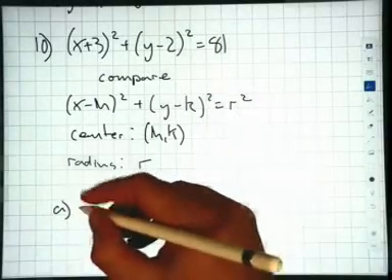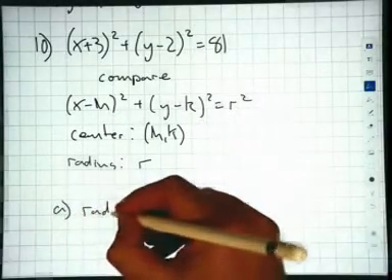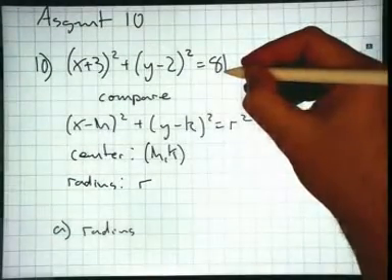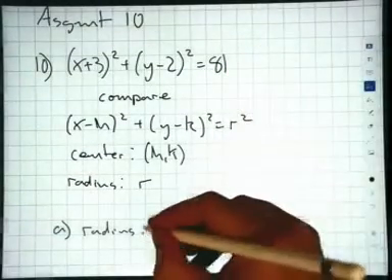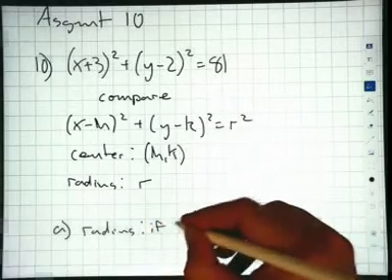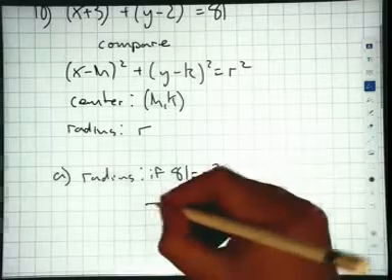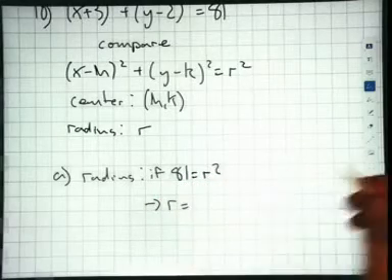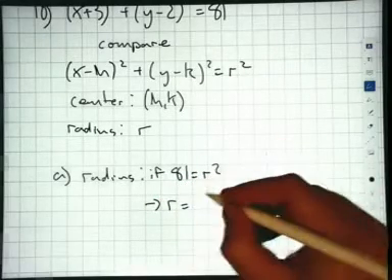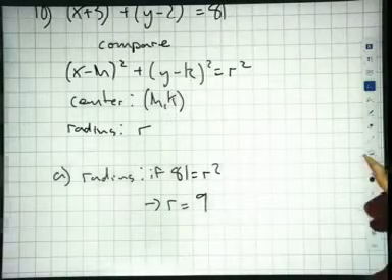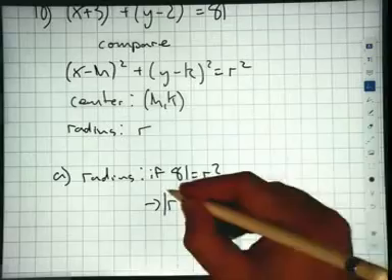Part A asks for the radius. So 81 is equal to r squared. If 81 is equal to r squared, then r is equal to, well, what squared makes 81? 9. Radius is 9.